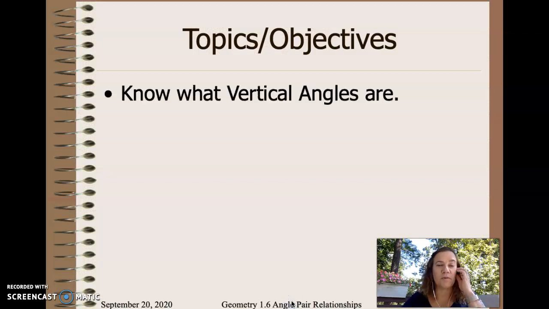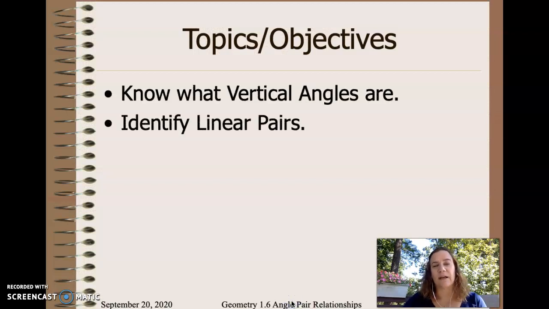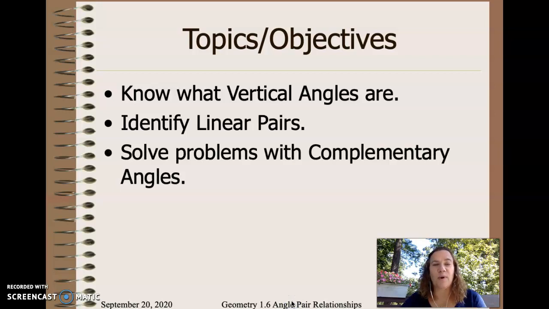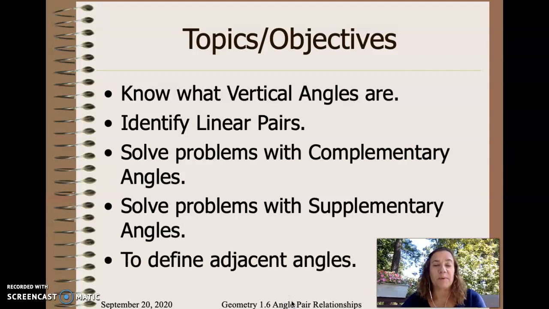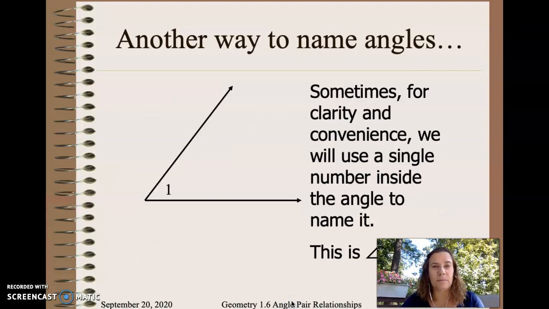Topics and objectives. We want to know what vertical angles are. We want to identify linear pairs. We want to be able to solve problems with complementary and supplementary angles. And we want to be able to define adjacent angles.